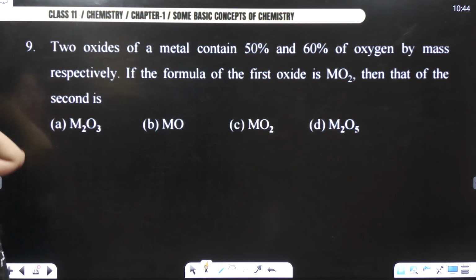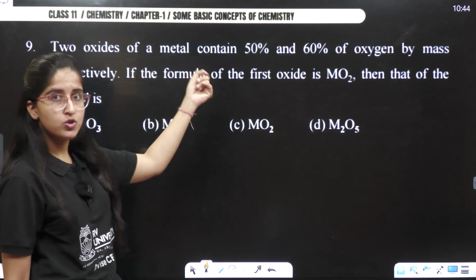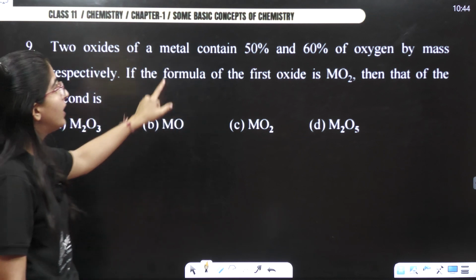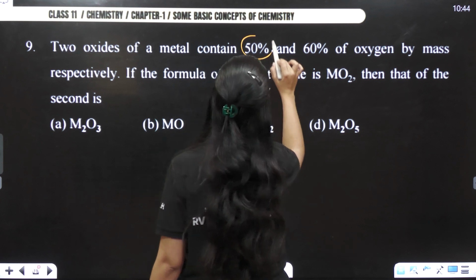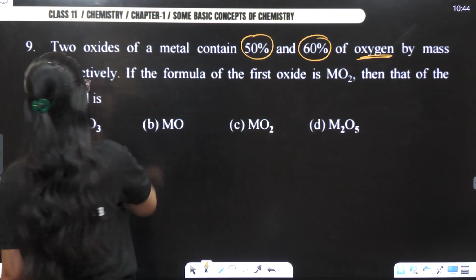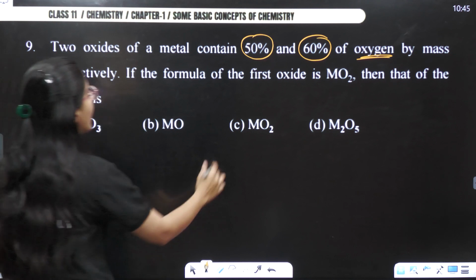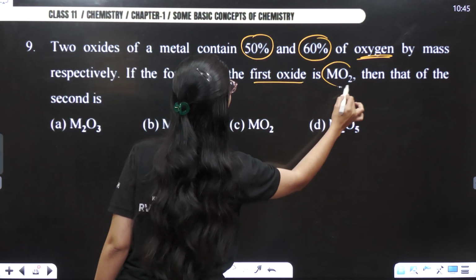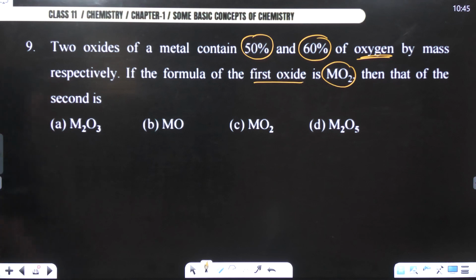Next question is on 2 oxides of metal. There are 2 oxides of a metal which contain 50% and 60% of oxygen by mass respectively. If the formula of the first oxide is MO2, then what is that of the second?